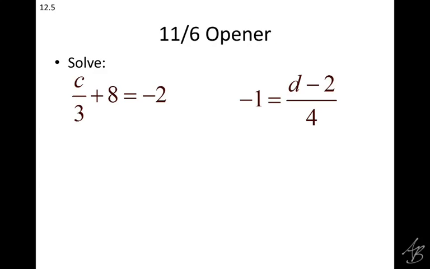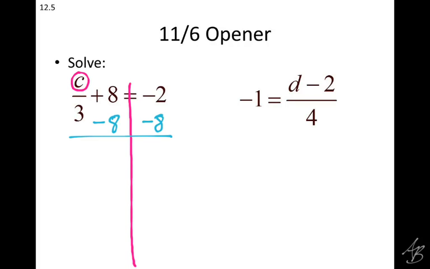Alright, next one. We want to get that c by itself. So we'll circle the c, draw the line of equality. And what do we want to get rid of first, the 3 or the 8? The 8. So if we were doing order of operations, we would do c divided by 3 first, and then we would add. So we're going to get rid of the addition first. So how do we get rid of the plus 8? Okay, we'll subtract 8 on both sides.